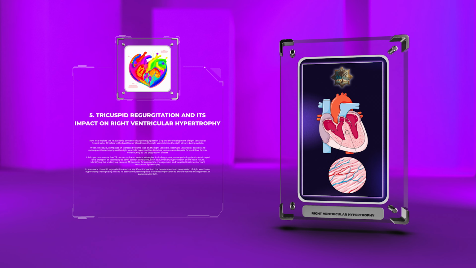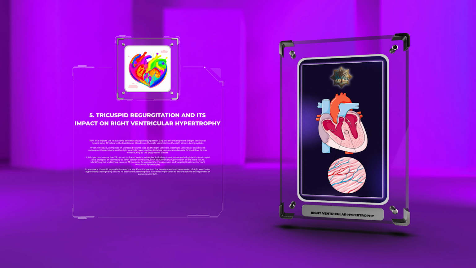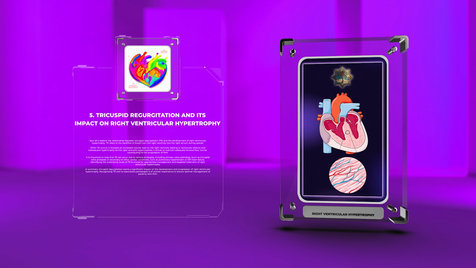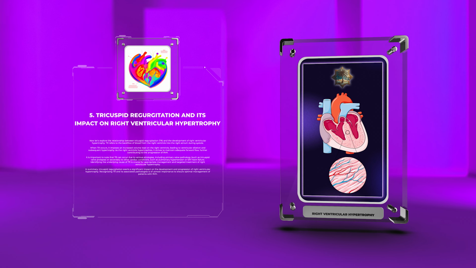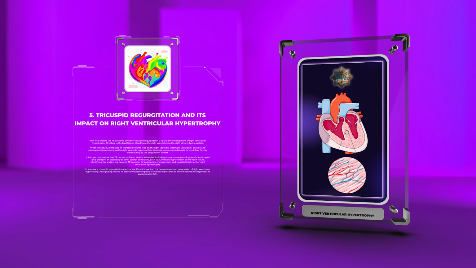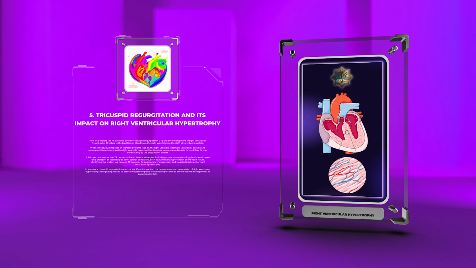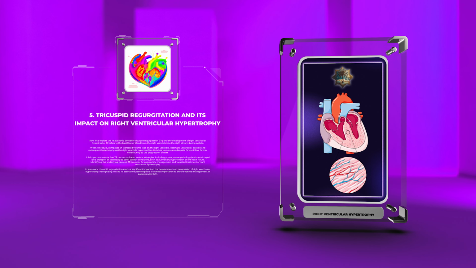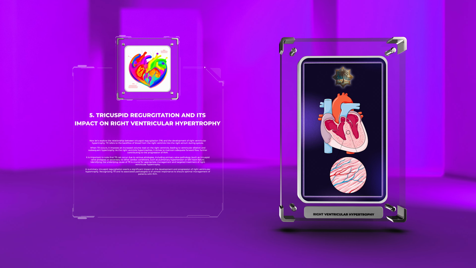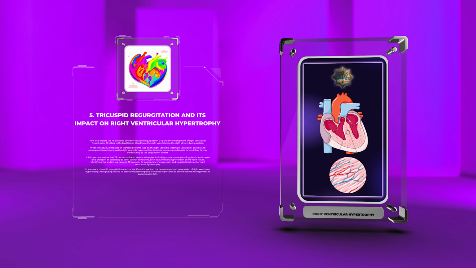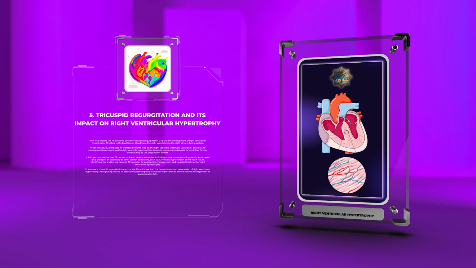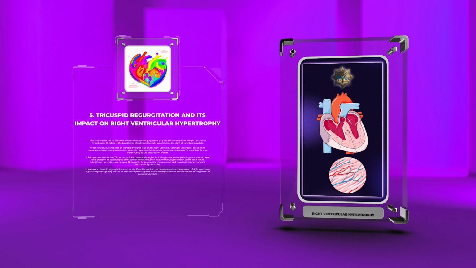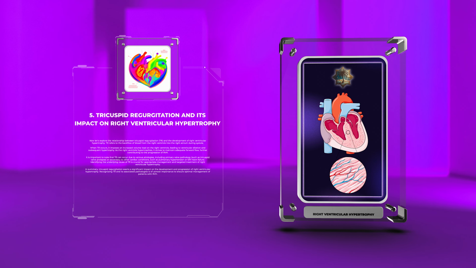It is important to note that TR can occur due to various etiologies, including primary valve pathology, such as tricuspid valve prolapse, or secondary to other cardiac conditions, such as pulmonary hypertension or left heart failure. Identifying the underlying cause of TR is crucial for appropriate management and targeted treatment of right ventricular hypertrophy. In summary, tricuspid regurgitation exerts a significant impact on the development and progression of right ventricular hypertrophy. Recognizing TR and its associated pathologies is of utmost importance to ensure optimal management of patients with RVH.